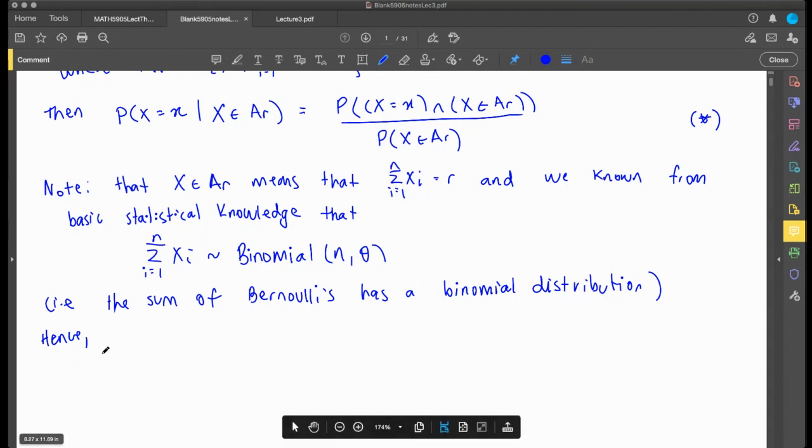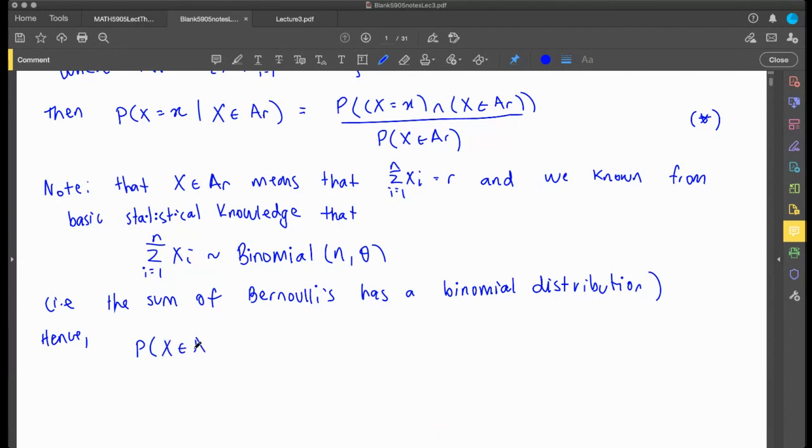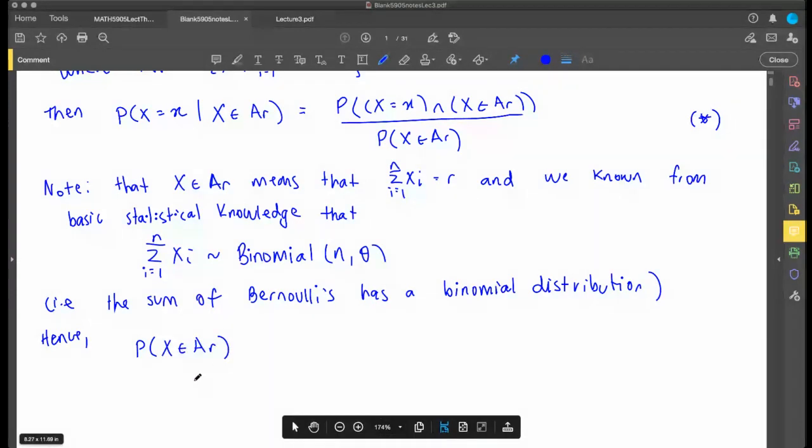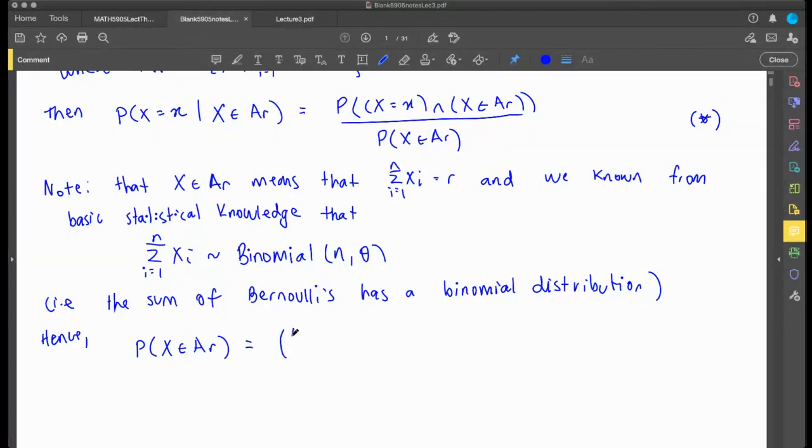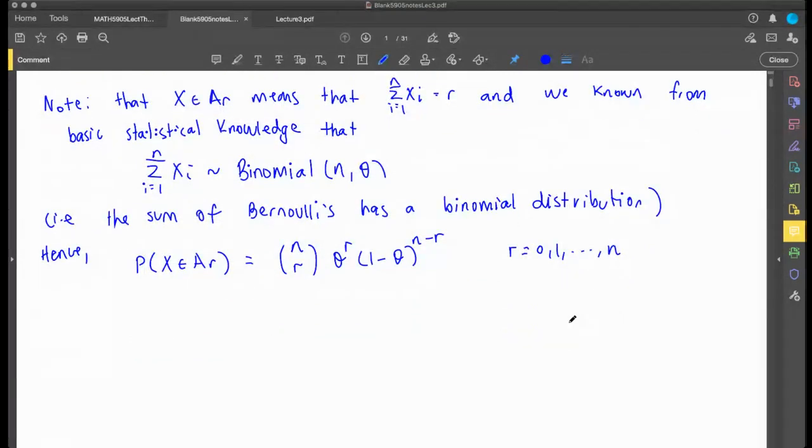Now, we know the probability mass function for the binomial distribution. I'm going to use the notation of the denominator: the probability that we have r successes. Well, this is just the probability mass function for a binomial, which is n choose r, theta to the r, because we have r successes, and the remaining ones must be failures, 1 minus theta to the n minus r. And of course here r can only take the values 0 to n in the binomial context. That's just writing down the probability mass function for the binomial.